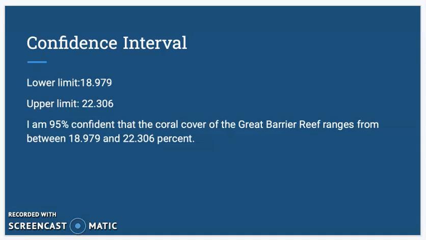Then the confidence interval. I found that the lower limit was 18.979%, while the upper limit was 22.306%. Therefore, I came up with the statement, I am 95% confident that the coral cover of the Great Barrier Reef ranges from between 18.979% and 22.306%.